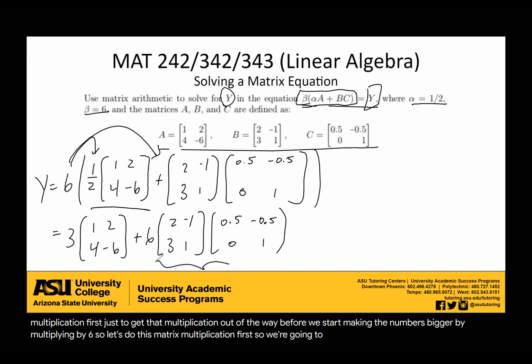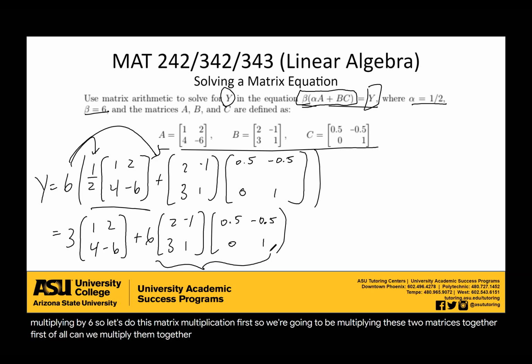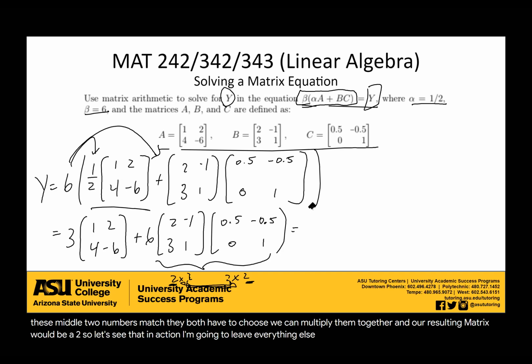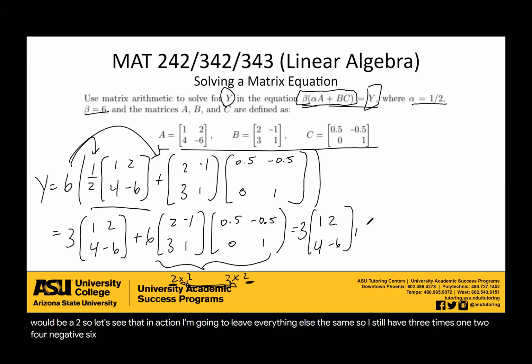So we're going to be multiplying these two matrices together. First of all, can we multiply them together? Well, the first matrix is a 2 by 2, and the second one is also a 2 by 2. So because these middle two numbers match, they both have 2's, we can multiply them together, and our resulting matrix would be a 2 by 2 matrix. So let's see that in action. I'm going to leave everything else the same. So I still have 3 times 1, 2, 4, -6, plus 6 times.